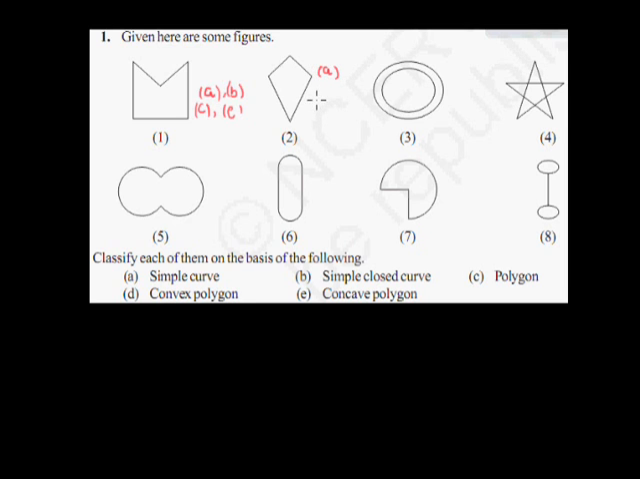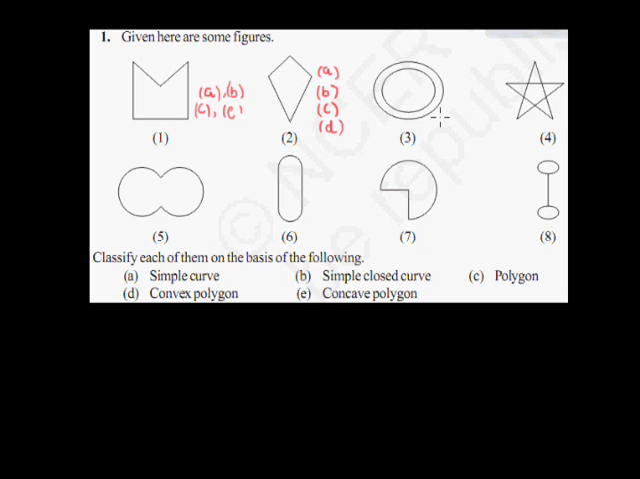It is a simple closed curve. So, B also is applicable here. Now, if we come to C, again, it is a polygon. So, C is also applicable, and not a concave polygon, it is a convex polygon. So, D option is also applicable here.